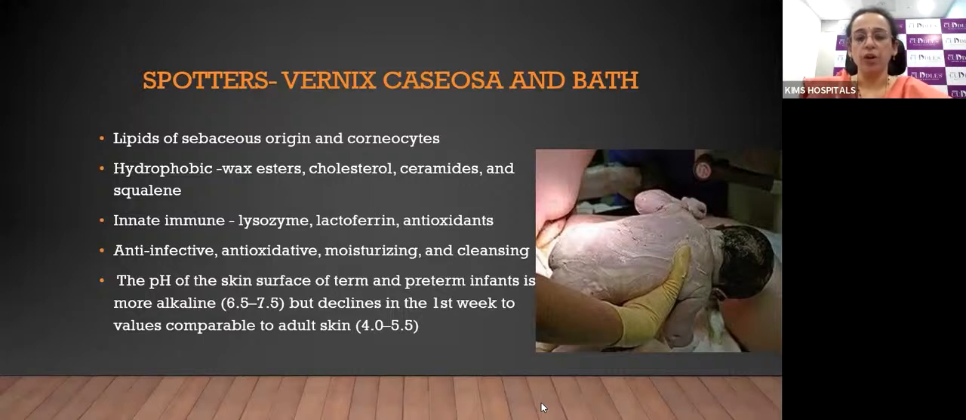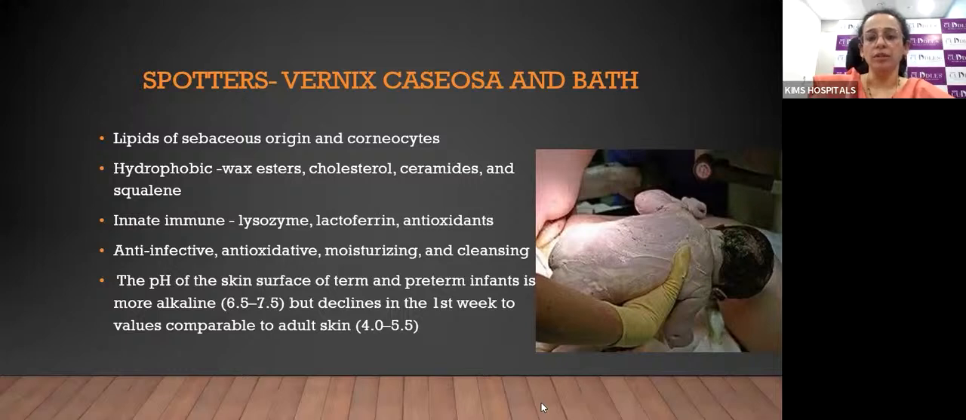Normally the pH of the skin of preterm and term infants is more alkaline, as I discussed, but it declines within the first week to acidic values of 4 to 5.5. So that's why we should prefer soaps which are neutral or acidic in pH. The vernix caseosa should not be forcibly removed. It gradually absorbs and helps in maintaining the temperature of the baby during the first 24 hours of life. Bathing should preferably be delayed by 24 hours, and it can be offered twice or thrice weekly in the first few days of life so as to prevent hypothermia. The bath should be quick, within 5 minutes, so that the baby does not have too many temperature fluctuations.